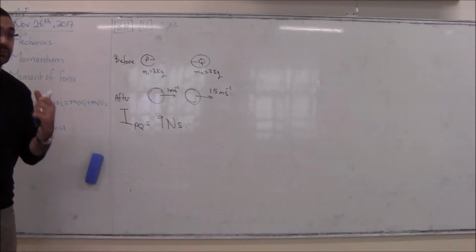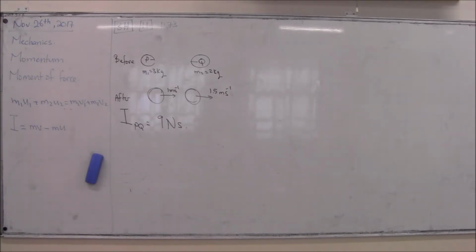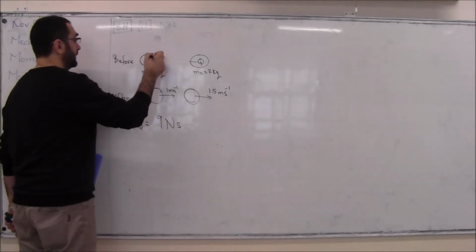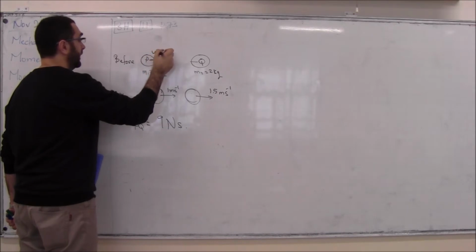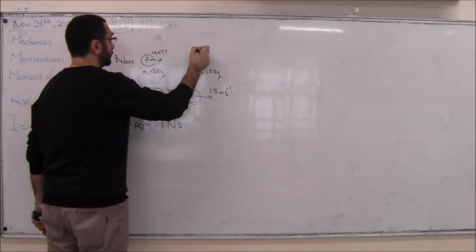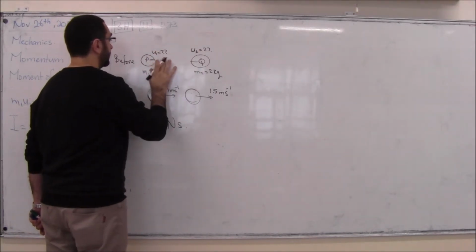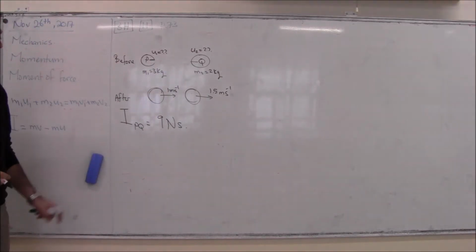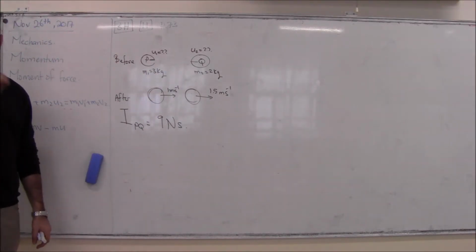We are asked to find the speed of the particles before the collision, for Q and P. So we need U1 and U2. What are we given? The impulse. Pay attention here.